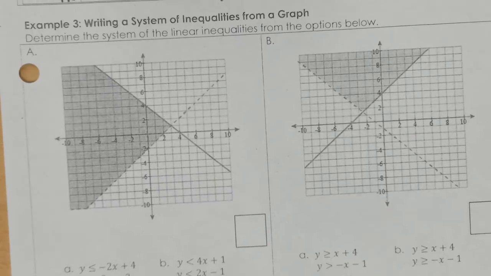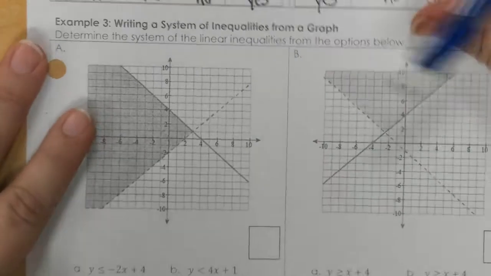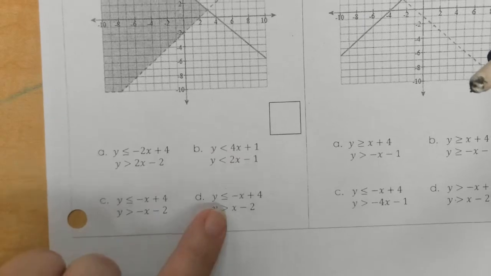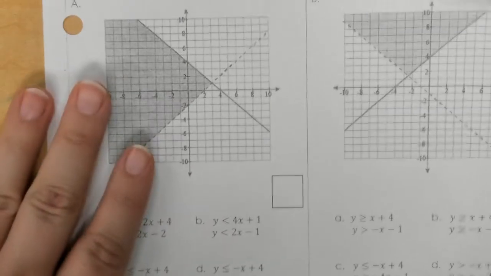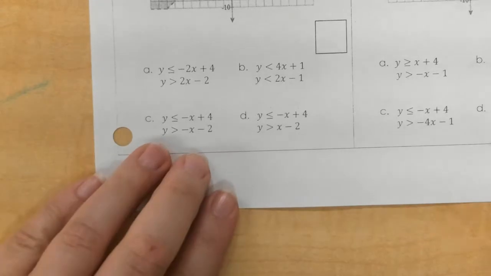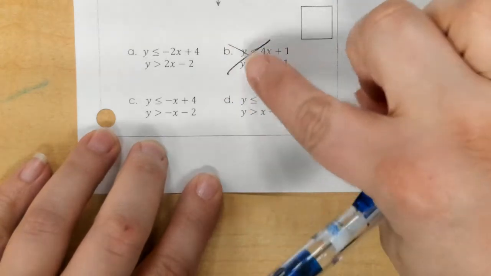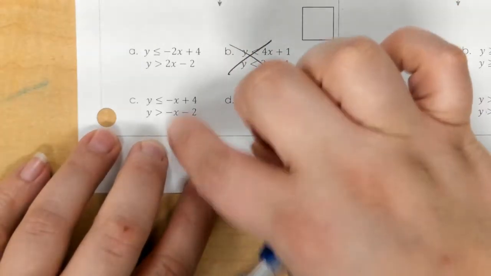Alright, in the bottom part, we have to determine which set of inequalities goes with this picture. And so, first and foremost, you know you have a solid and a dashed line. So we know we're going to have one without the equal to and one with the equal to. So if I look through here, I know it won't be B because there's 2 dashed. But here there's one of each.